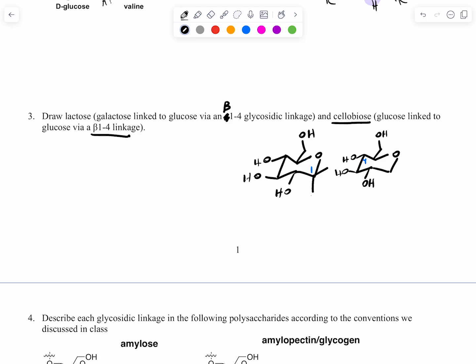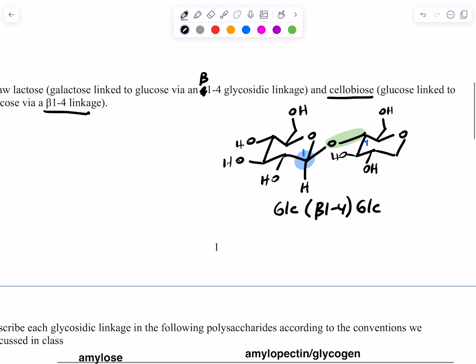Up, right? So that would mean that cellobiose should have... let me see if I can draw that a little bit better. The C4 hydroxyl from the glucose on the right is attached to the anomeric carbon of the glucose on the left. And you would write this out from left to right if you wanted to: glucose, beta 1,4, glucose. GLC is a common abbreviation for glucose that biochemists and chemical biologists use.